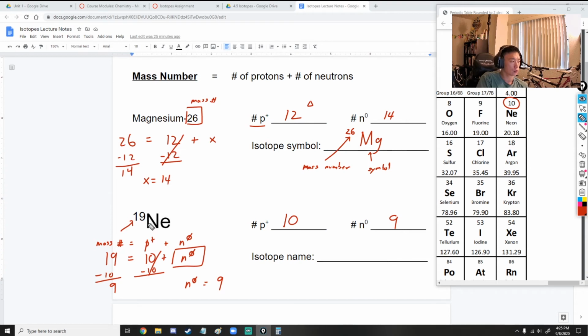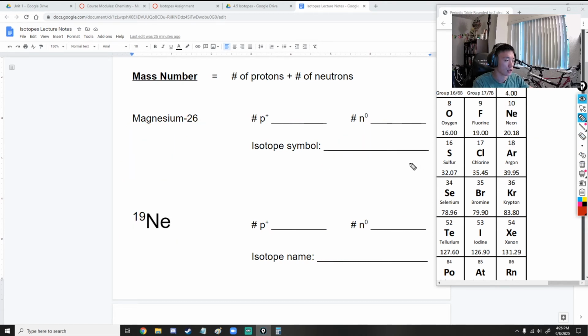Okay, so we have the symbol, so now we can write the name. The name is right here, this form right here. All we need to do is write the name of Ne. The name of Ne is neon, and then we can just write the dash, and then we can write the mass number, 19. Okay, so we write the name first, we write a dash, and then we write the mass number. Okay, and that is how you write the isotope name and the isotope symbol.